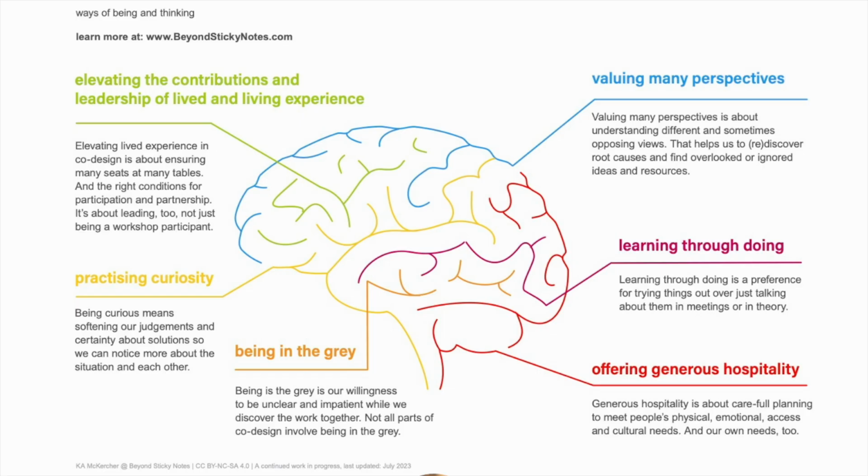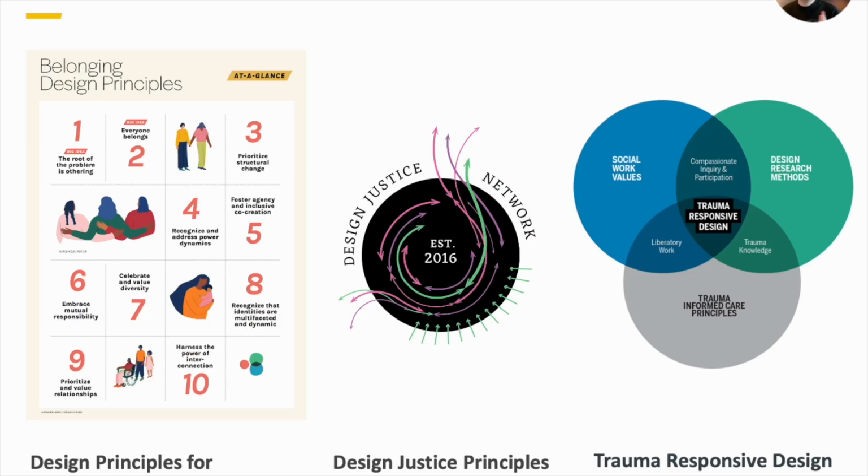And then lastly, we want to be offering generous hospitality to the folks that we're inviting in. KA has a beautiful note here about careful planning. It's actually splitting the word careful to be full of care, and being full of care for people's various physical, emotional, access, and cultural needs, and being careful not only for others, but also for your own needs as you're going about this work. So I think that's a good jumping off point and a conversation starter about co-design.